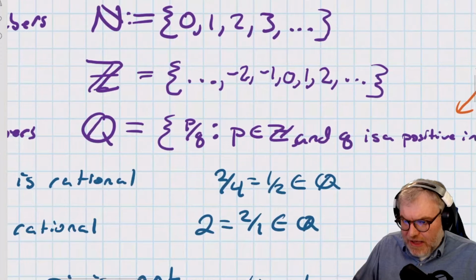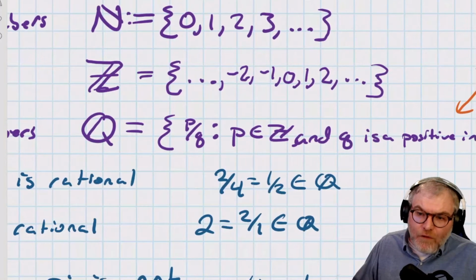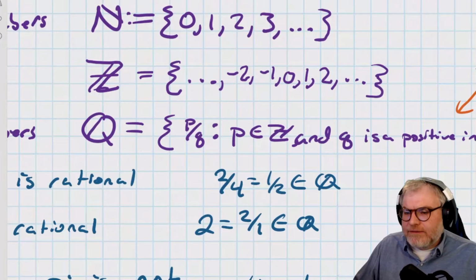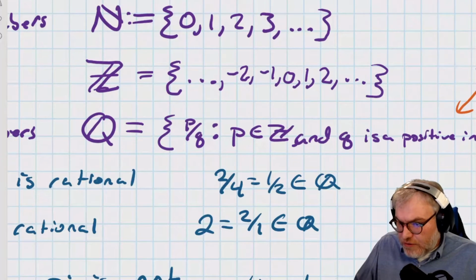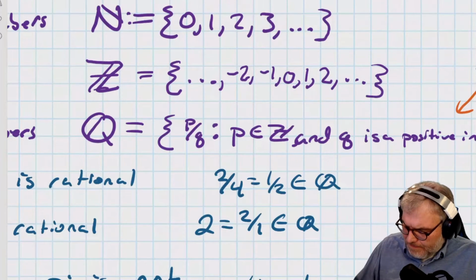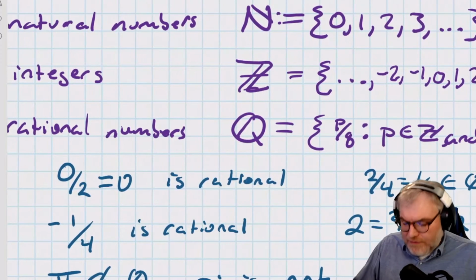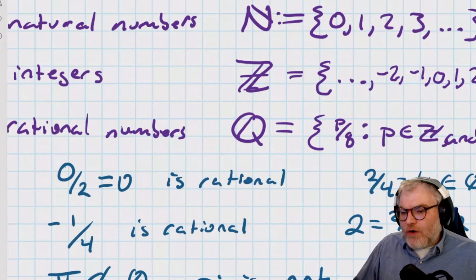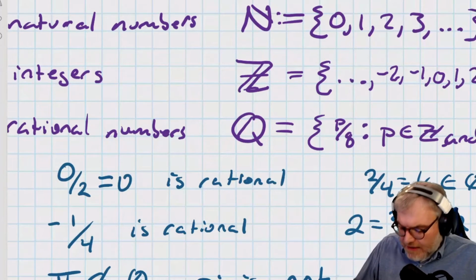1/2 is a rational number. It's 1 over 2 or 2 over 4. There are multiple representations. 2 is 2 over 1. It's also 4 over 2. All of those are rational representations of this number 2. Negative 1/4: integer on top, positive integer on the bottom. 1 over negative 4 would also work because the negative can just be moved to the top.